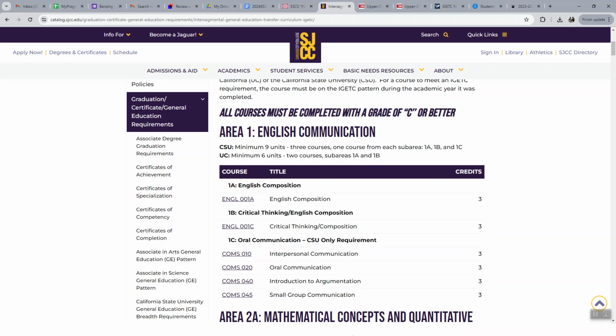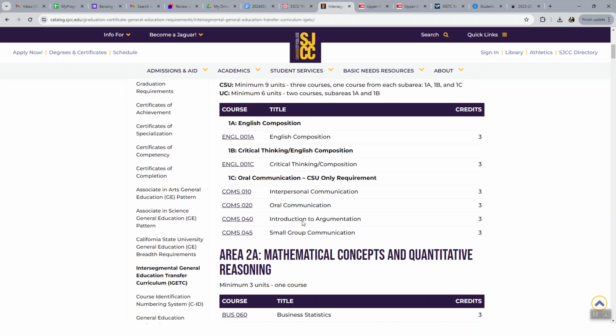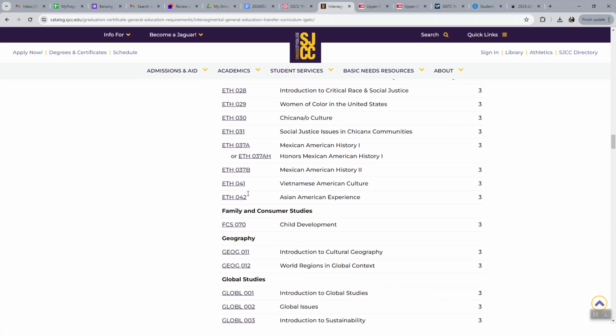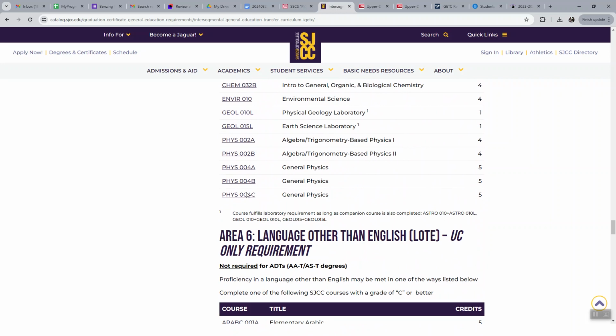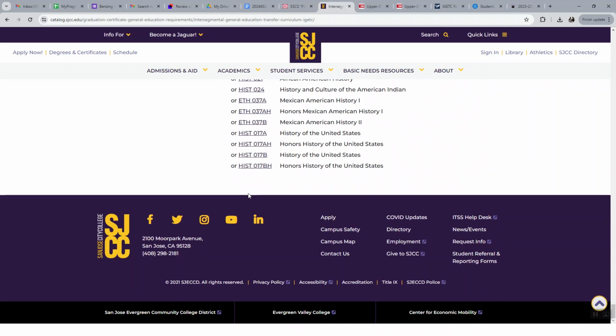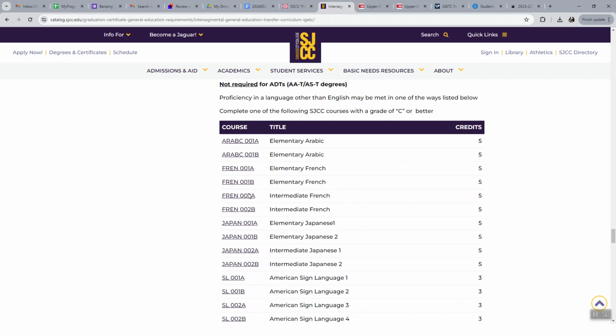So what's here? English 1A. Well, there's only one choice, English 1A. 1B, critical thinking. That counts for our 1B. Oral communications, you don't need all 4. One of these counts. And usually, sometimes they have a check. Some universities have a checklist, which I don't really see.